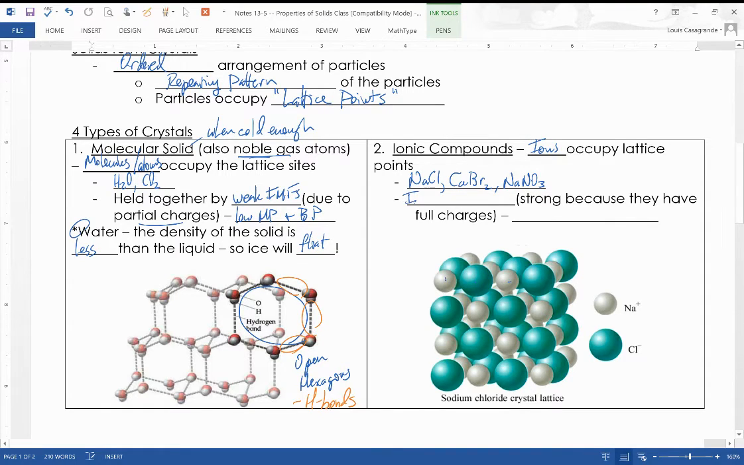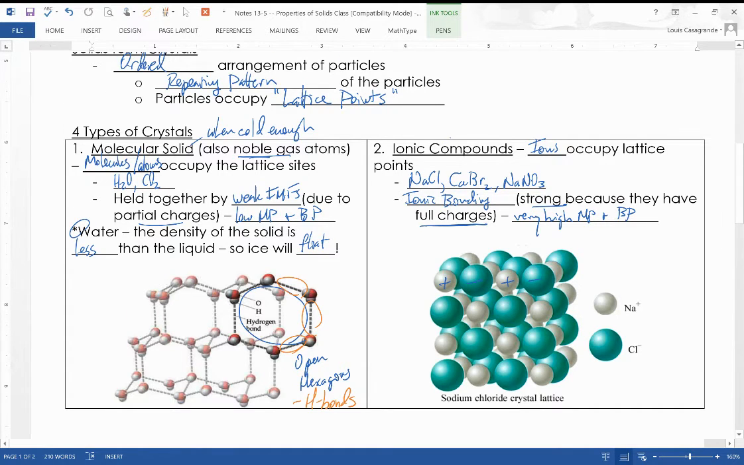Here we have ionic bonding. And ionic bonding is particularly strong because we have full charges. So instead of the partial charges, we have the full plus and minus, plus and minus. And because the full charges are stronger, they have very high melting points and boiling points.